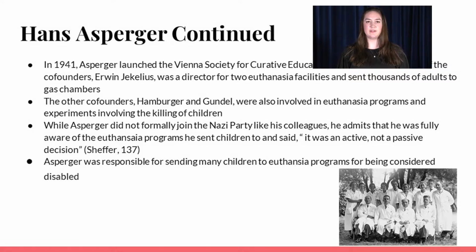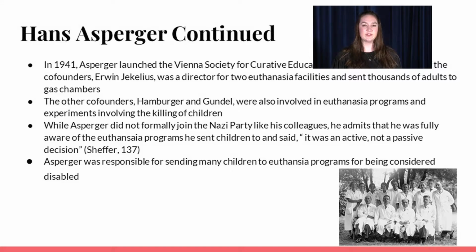So in 1941, Asperger launched the Vienna Curative Education Clinic with 3 other associates. These men's names were Jekelius, Hamburger, and Gundel. And these 3 men were known for their associations with the Nazi Party. Erwin Jekelius was a director of a concentration camp and sent thousands of individuals to their deaths. And then Hamburger and Gundel were also known for being affiliated with concentration camps, and they were known for their experiments on children that ended up in their deaths as well.